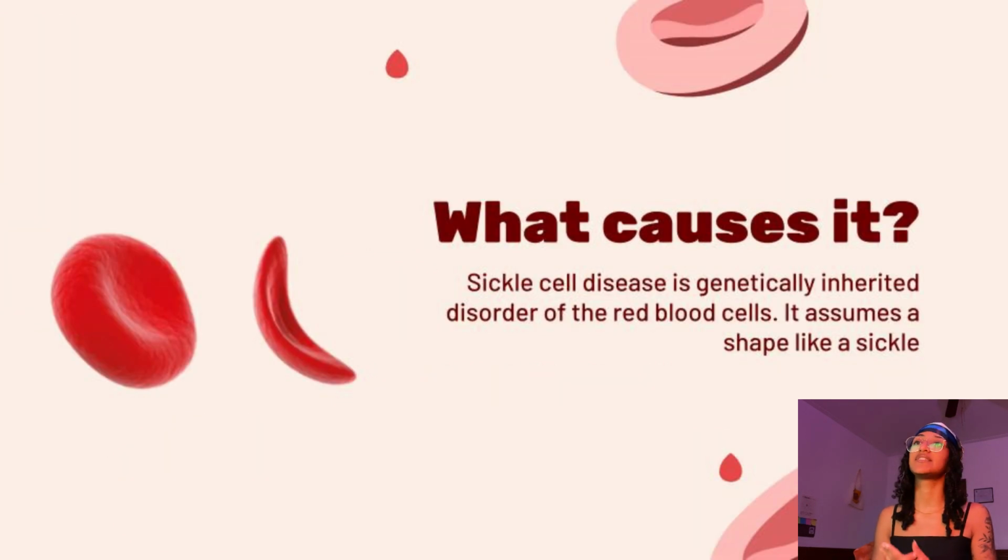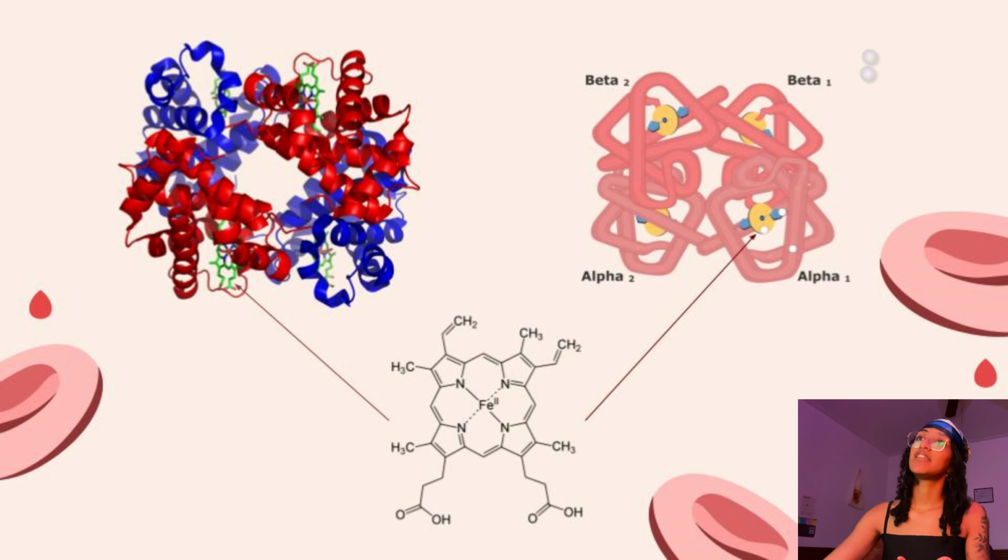Basically, it is a genetic disease in which the red blood cells take on a different shape, more like a sickle. Given the importance of our red blood cells, the fact that this new shape doesn't do its usual job very efficiently creates a lot of problems. It is caused by a defective hemoglobin, this cute protein right here.